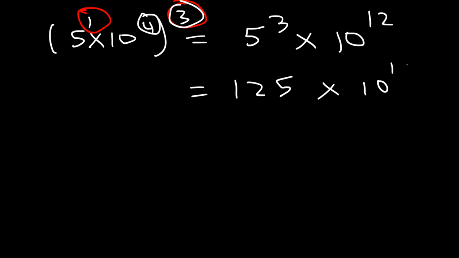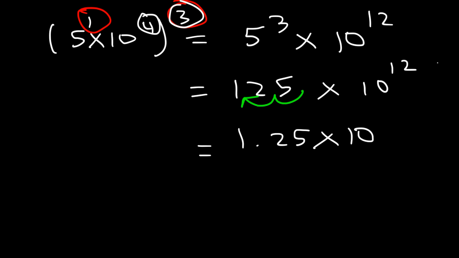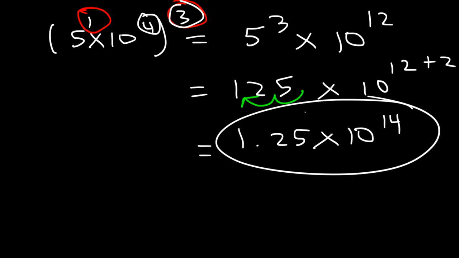So now all we need to do is put this in proper scientific notation. Let's move the decimal 2 units to the left. So this is going to be 1.25 times 10, and now we've got to add 2 to the exponent. So it's going to be 10 to the 14th. And once again, you could check it with your calculator if you type in the original problem.